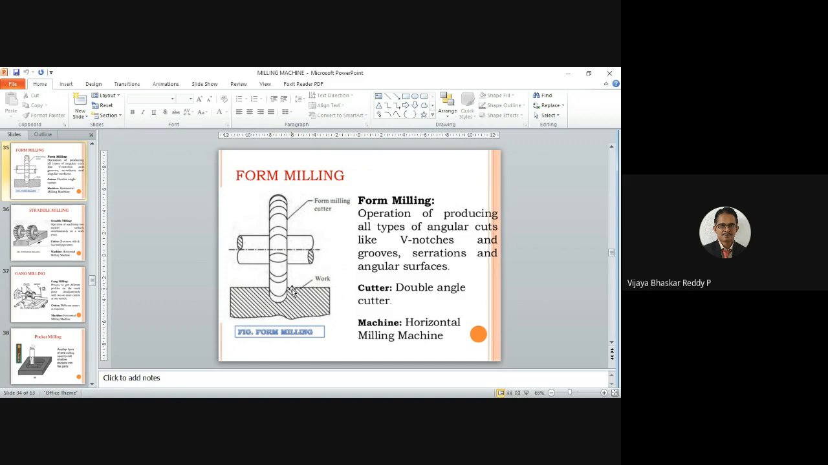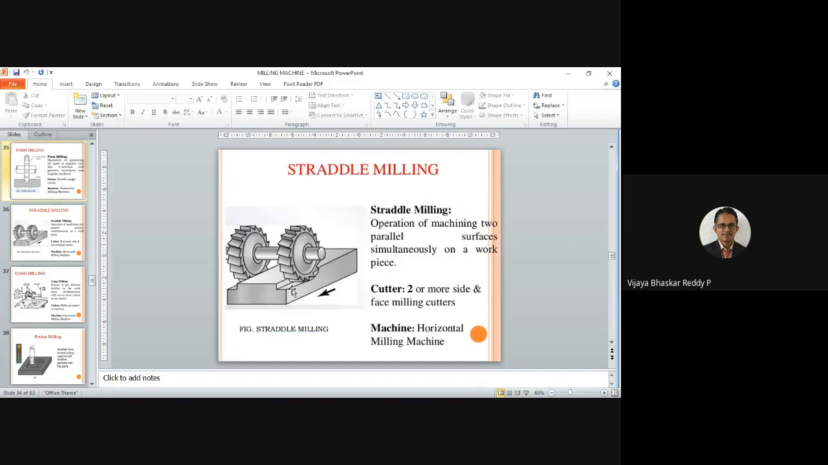We are using that here also on a horizontal milling machine. The tool is mounted on the horizontal milling machine, but the shape of the tool is different, based on the form of the groove that we need to obtain. That is nothing but called a form tool, right?